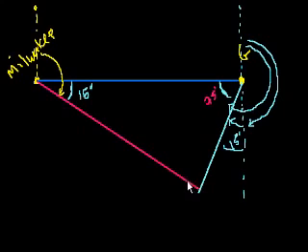Well, these all have to add up to 180, right? So this is going to be 180 minus 15 minus 75. And what's that? That's 180 minus 90, so 180 minus 90 is 90 degrees. So this angle here is 90 degrees. It's a right angle. Interesting.